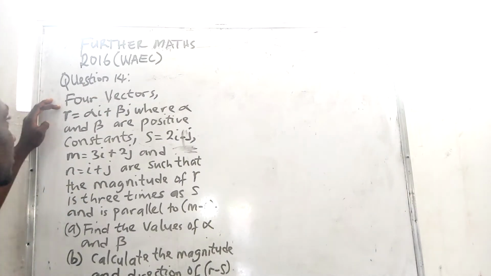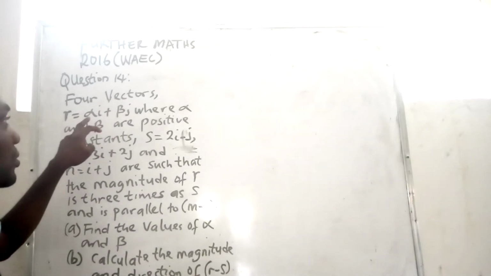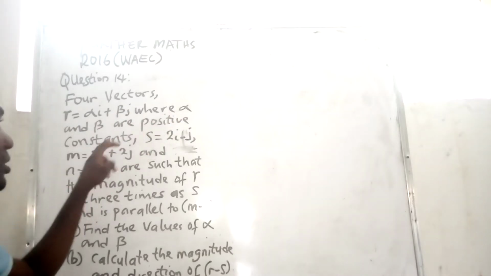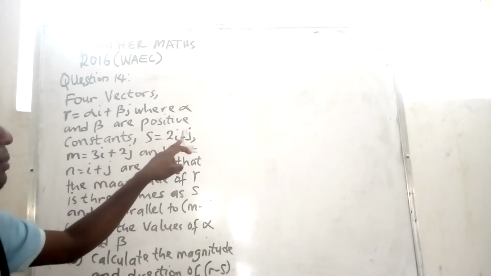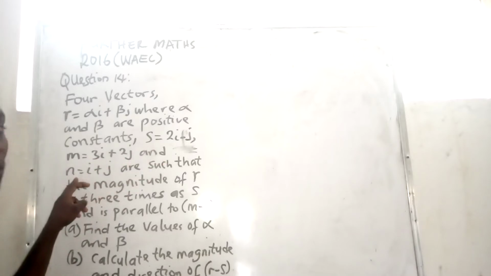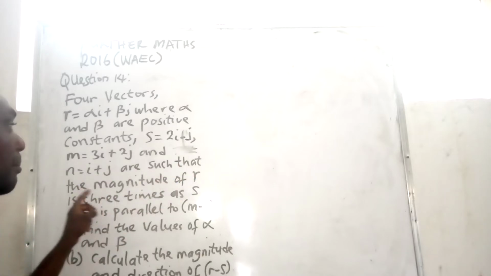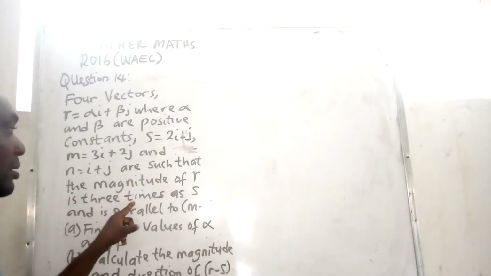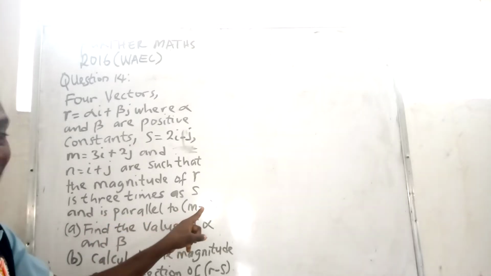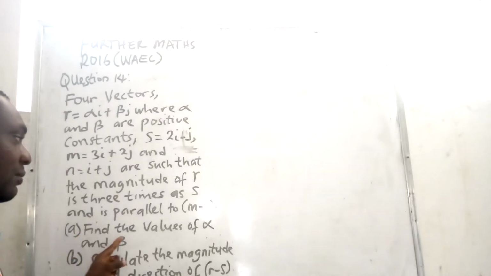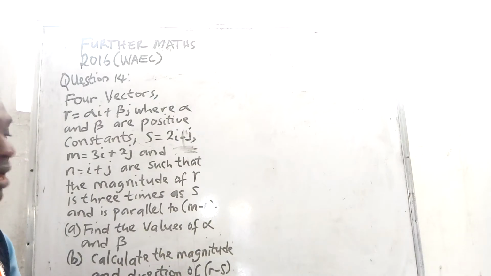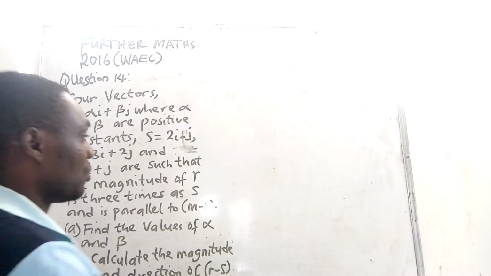Here the question goes thus: Given vectors r equals alpha i plus beta j, where alpha and beta are positive constants, s equals 2i minus j, m equals 3i plus 2j, and n equals i plus j, such that the magnitude of r is 3 times that of s and r is parallel to m minus n. (a) Find the values of alpha and beta. (b) Calculate the magnitude and direction of r minus s. So let's get this done.